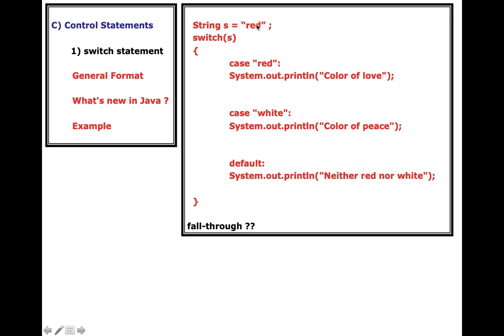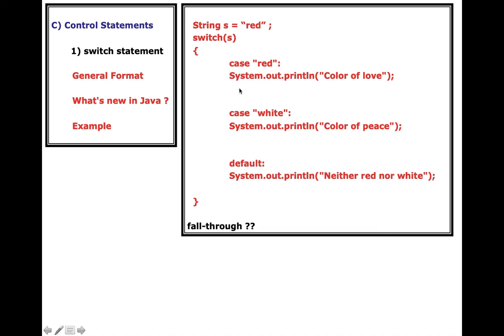Now what will happen is, once again the compiler will check whether s is equal to red. Because s is equal to red, the compiler will enter this case red and will execute this SOP. So tell me what will be the output? The output will be color of love. Now please pay attention that there is no break statement over here. Now the rule is that if you do not write the break statement over here, then the fall through mechanism will take place.